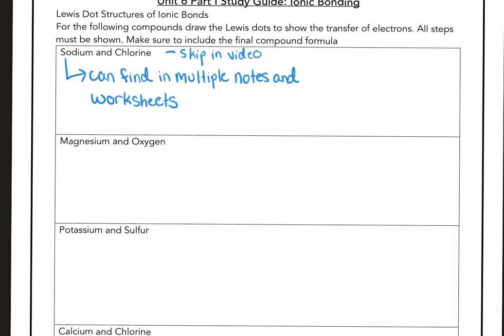So I'm going to start out with magnesium and oxygen. Now I highly recommend that you try this problem before I go through it. So if you haven't attempted this yet, go ahead, pause the video. When you're finished, replay it. Now, to start off, we are just going to start with one magnesium and one oxygen. And we're going to draw in the valence electrons for each. So magnesium has 2 valence electrons, oxygen has 6.